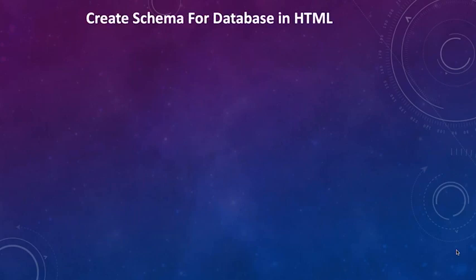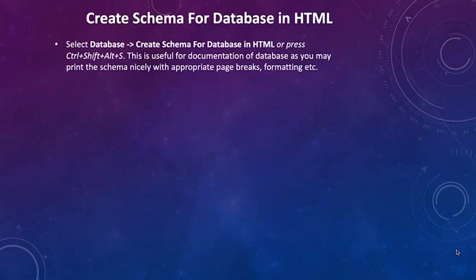Now, create schema for database in HTML. To create a schema, how do you do that using HTML? All you need to do is again go to database in the menu options. There you will see create schema for database in HTML. We have a shortcut for it. You might need a bit of finger jujitsu for that, but you can just press Control Shift Alt S. You might need both of your hands for it, but just press Control Shift Alt S, and you'll be able to create a schema for database in HTML.